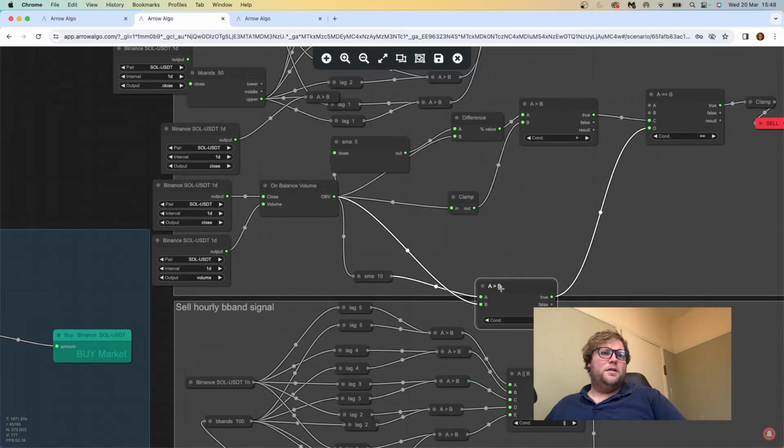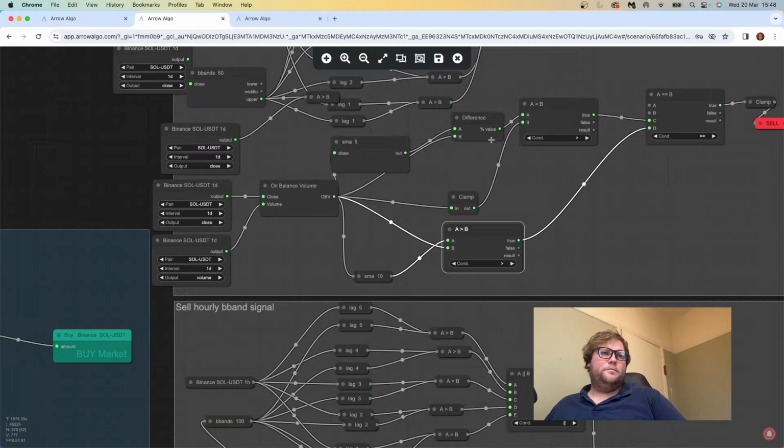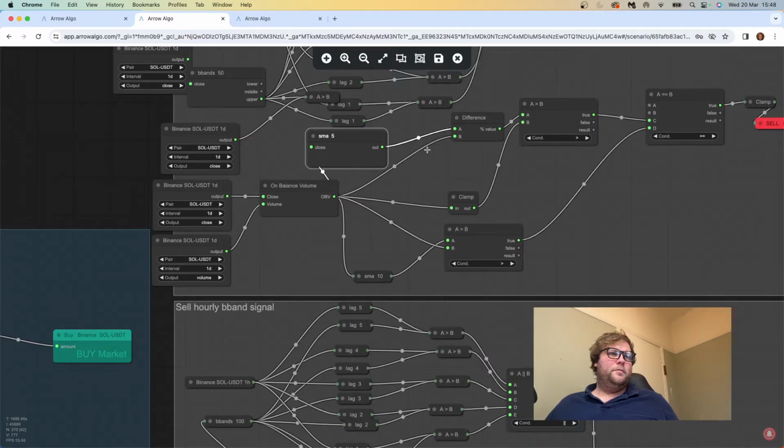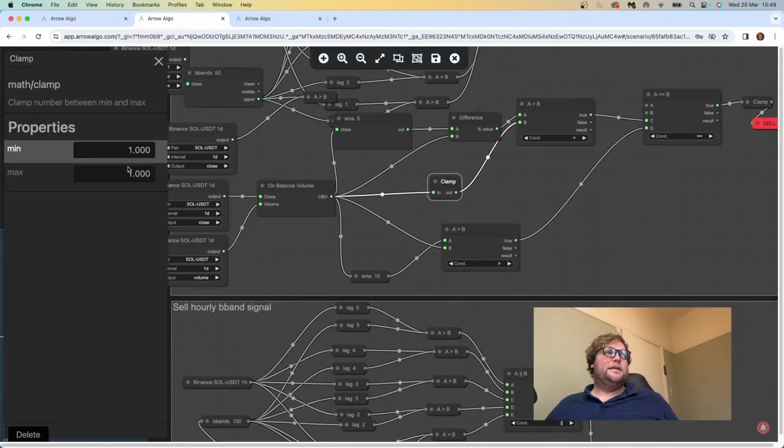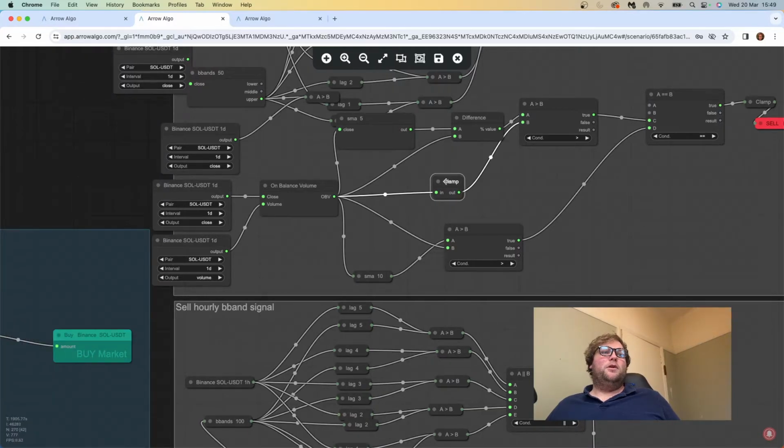And within our on-balance volume rules here, we are looking at the difference between the 1-day OBV and its 5-period moving average. So similarly to what we had in the buy conditions, we're looking at the daily OBV, we're looking at its 5-period moving average, and we're checking the difference between them, and we want that difference to be more than 1% again. So we can see that there's a change in momentum from a volume perspective.